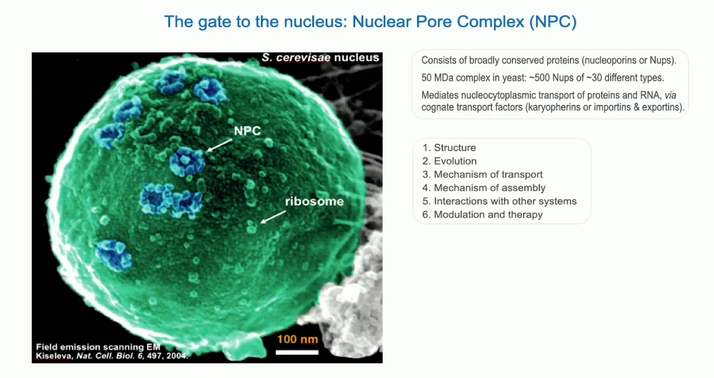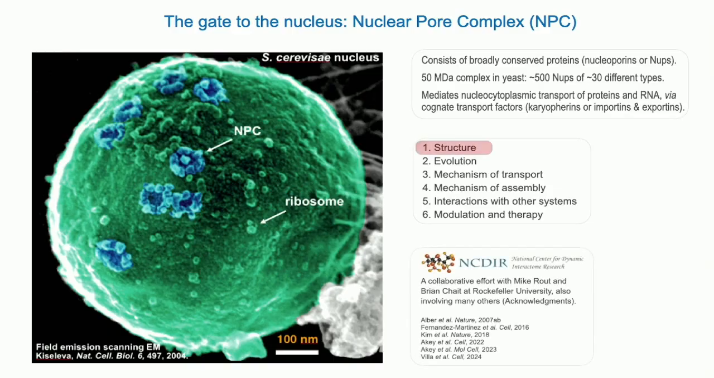It's important in biology because it regulates transport of proteins and RNA between the nucleus and the cytoplasm. It sits in the nuclear envelope, which is colored in green, and the complex, the NPC, is this blue ring. The transport occurs through this hole in the middle of this ring. We were interested in the structure of this system in order to say something interesting about other aspects of the NPC, including evolution, function, mechanism of assembly, and interactions with other systems in its neighborhood. All of this potentially leads to our ability to modulate the system, for studying basic biology but also perhaps for therapeutic purposes.